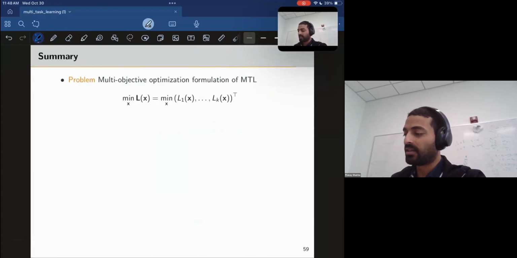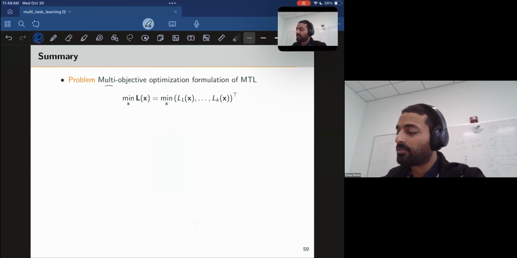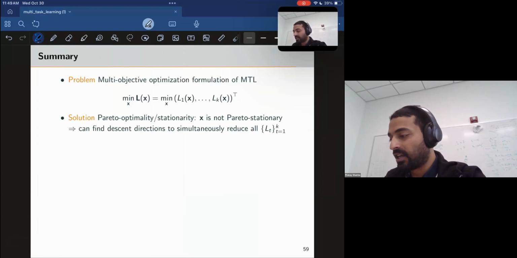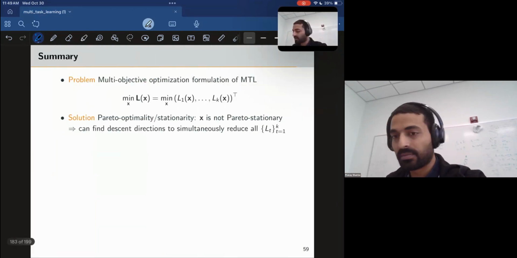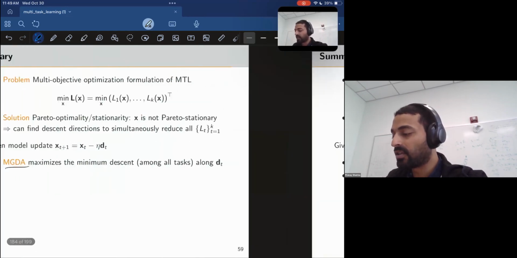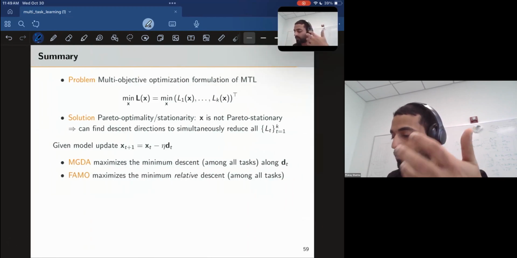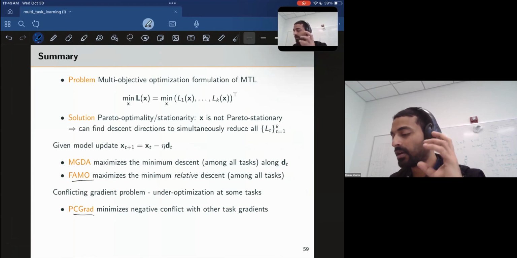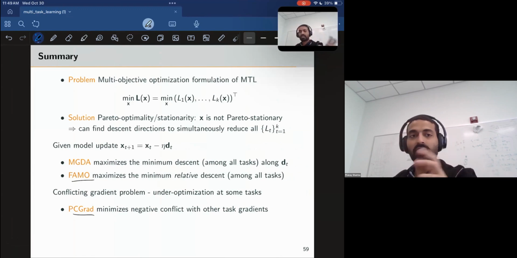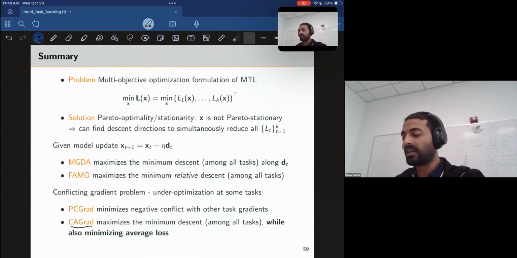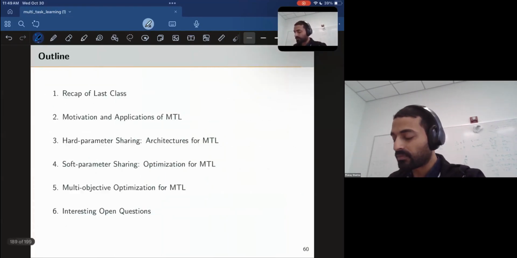Okay, so essentially, in this section we discussed the multi-objective optimization formulation of multitask learning. And we discussed that if a point is not Pareto stationary, you can simultaneously reduce all the task losses. We discussed first the MGDA algorithm, but there are subsequent more advanced ideas like FAMO, PCGrad, the projected conflicting gradient algorithm. There is something called CAGrad, the conflict-averse gradient, and so on.